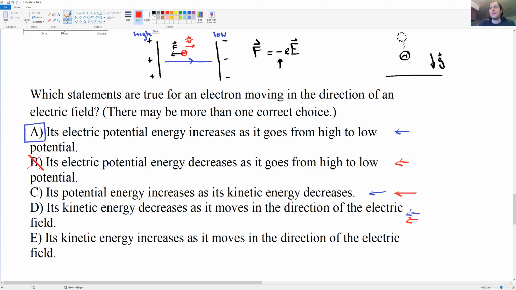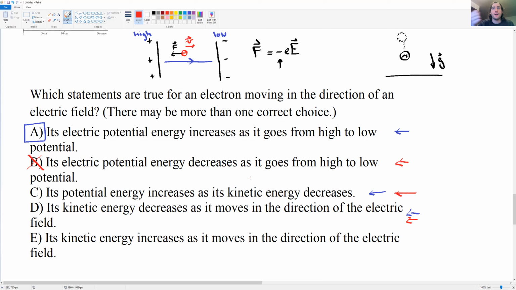Okay, so let's go to C now. A lot of people liked C. Its potential energy increases as its kinetic energy decreases. This statement is certainly going to be true, provided we can show that the potential energy is increasing. As long as we can show that for this electron, potential energy is increasing, then we know its kinetic energy is decreasing. We've already shown that.